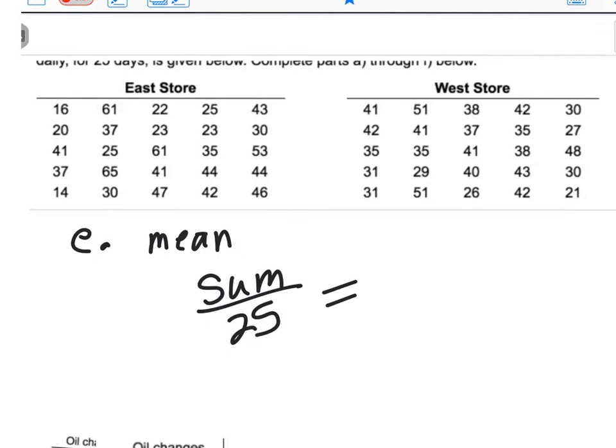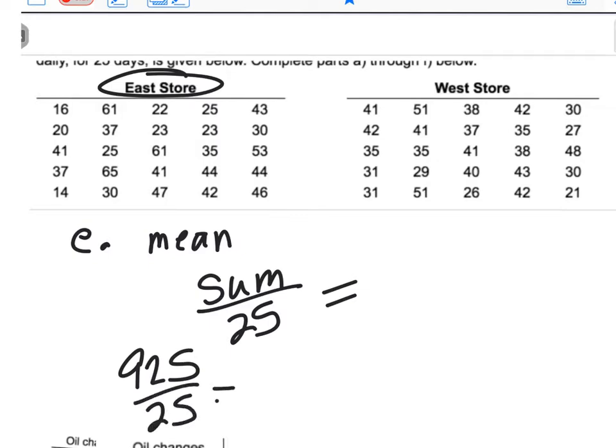Now, when I added all of the numbers in the East store together, I got 925 for my sum, and then I double checked myself to make sure that I did it correctly, which I believe that I did. And then I'm going to divide by 25 because there's 25 numbers in the data set. When I did that, that gave me a mean of 37.